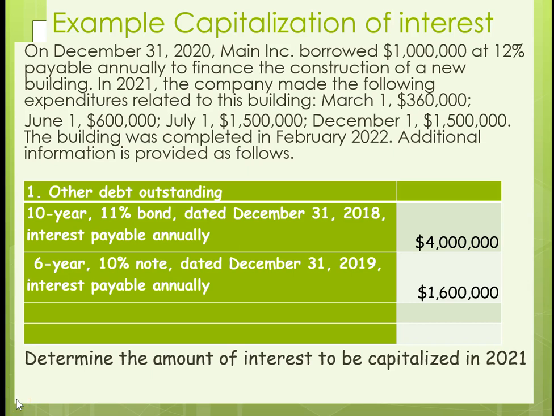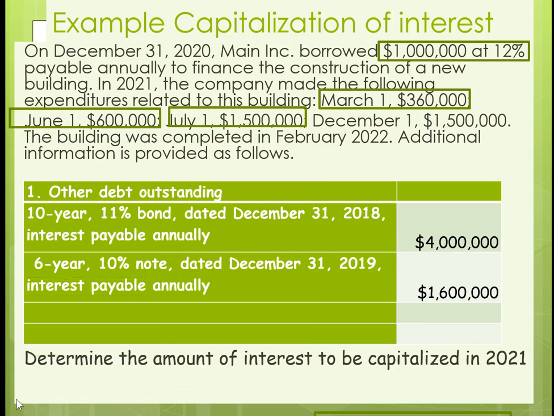So what information do we need? We need to know that $1 million was borrowed specifically for the construction of the new building, which means that we're going to include all that interest. Then what we have to do is figure out the weighted average of these payments. And that's what we're going to do first, is determine the weighted average accumulated expenditures for the building in 2021.